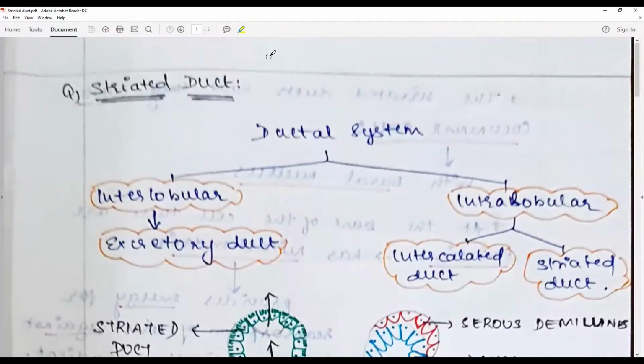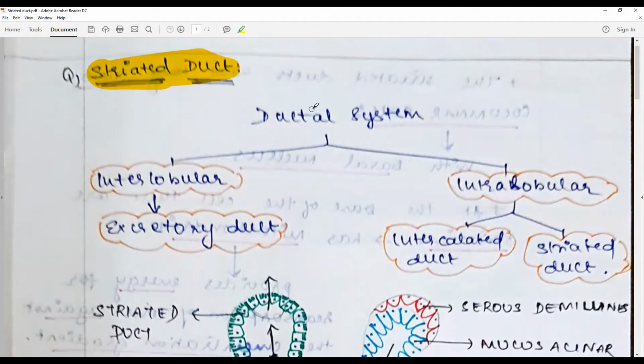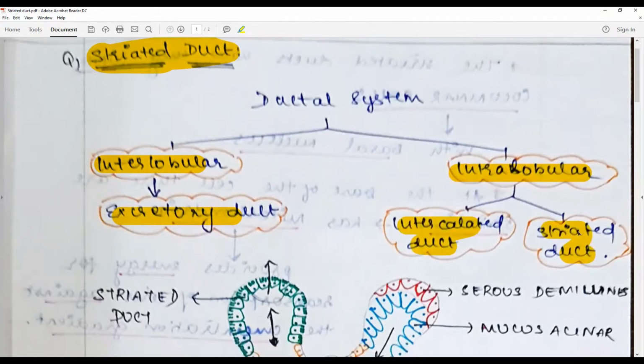The question that we are going to discuss today is striated ducts. A very important repeated question in university exams. Begin the answer like this. The ductal system of the salivary gland is classified as interlobular, that leads to the excretion of the saliva, whereas inside the lobules, intralobular, it is the intercalated or the striated duct. We are much concerned about the striated duct.